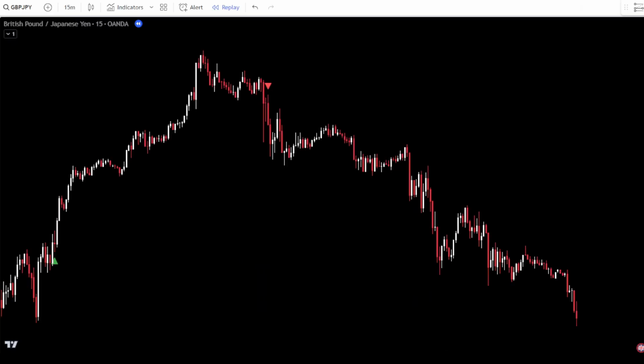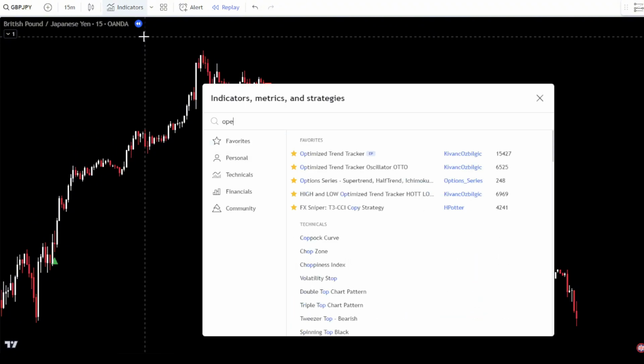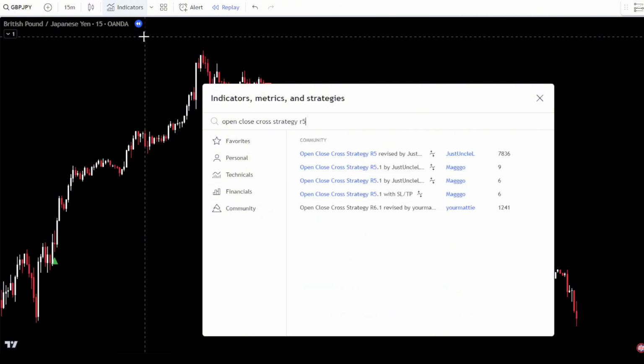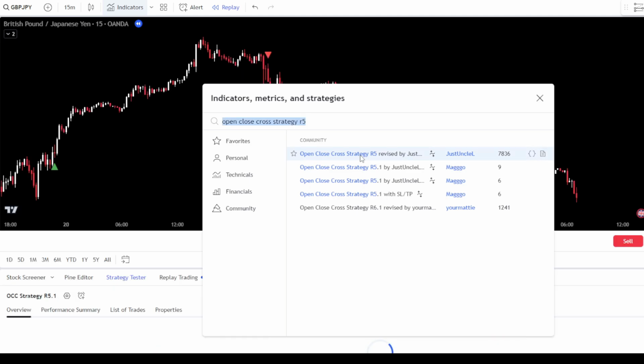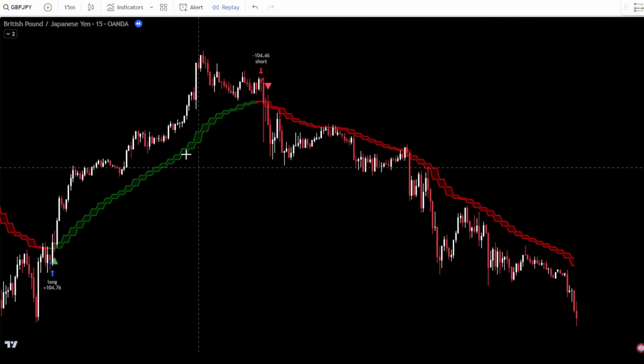Now, add the second indicator that will be used in this scalping strategy. Go to the Indicator Search tab and type Open Close Cross Strategy R5. Then, select the Open Close Cross Strategy R5 indicator by just Uncle L. Next, make a few adjustments to this indicator.